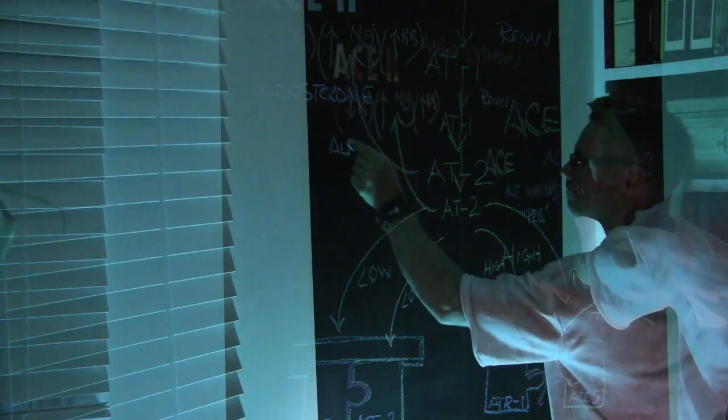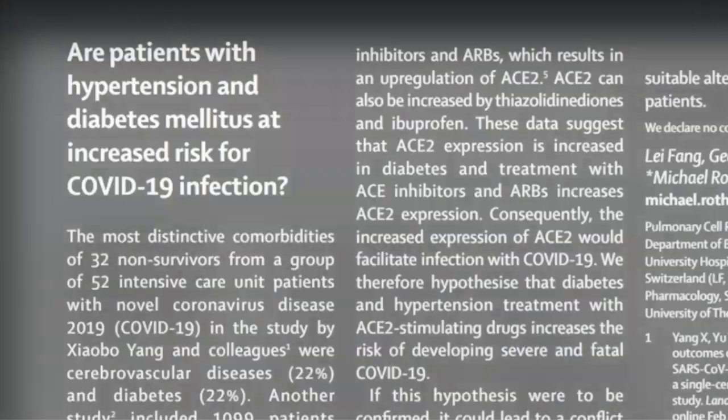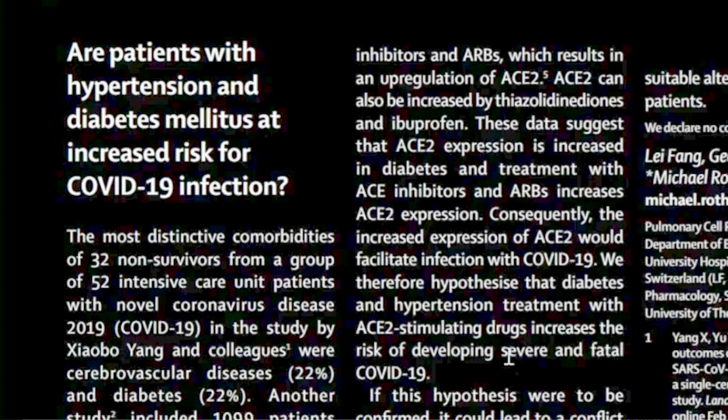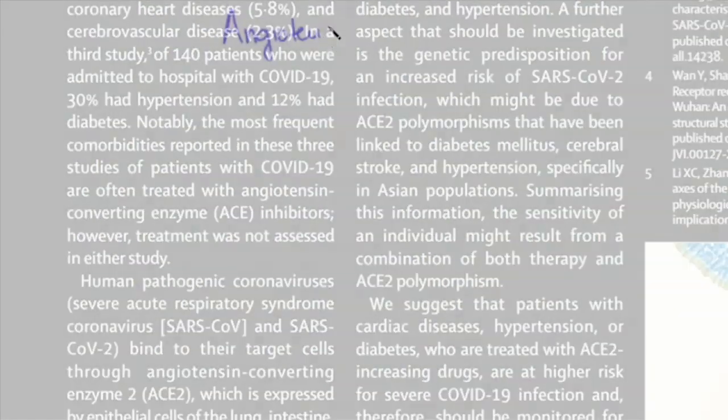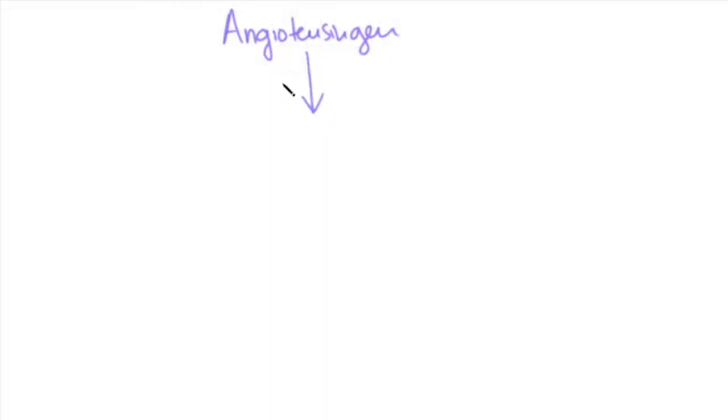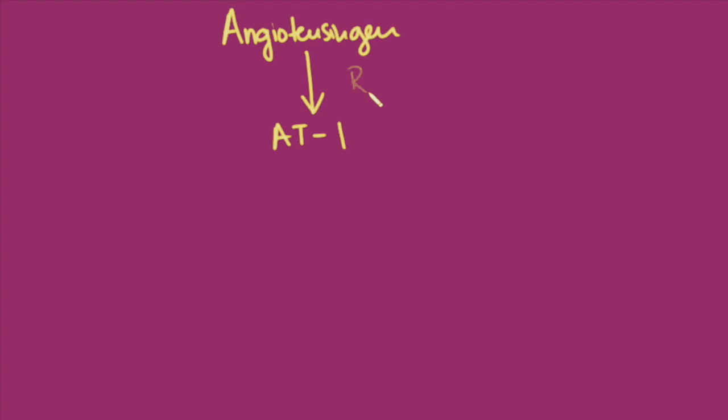So here is an article that was sent to The Lancet, published on March 11th, 2020. And the question is, are patients with hypertension and diabetes mellitus at risk for COVID-19 infection? To understand this, you first start off with a hormone called angiotensinogen. And that is converted into angiotensin 1, which we'll abbreviate AT1. And that is done through an enzyme called renin that is produced by the kidney. Angiotensin 1 is then converted into angiotensin 2, and that is done in the lung by an enzyme called ACE. Now, ACE is in the lung.